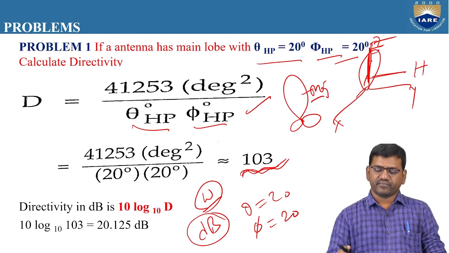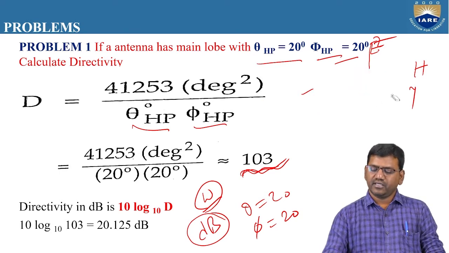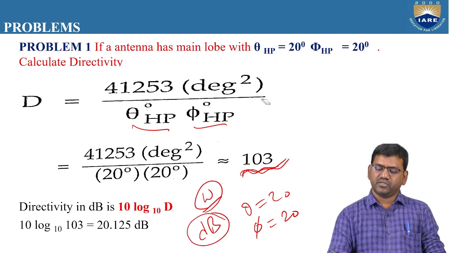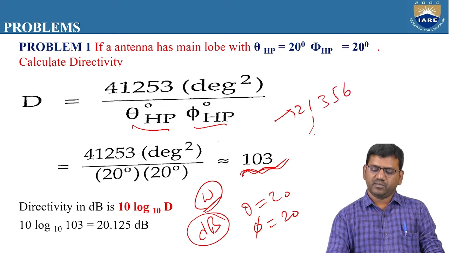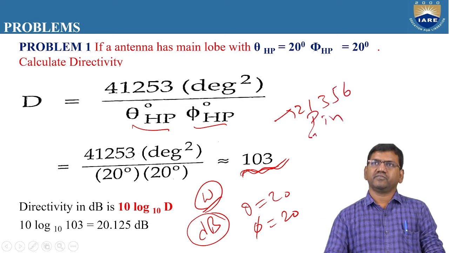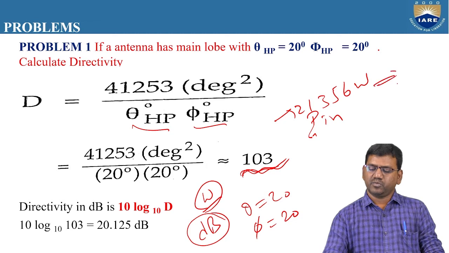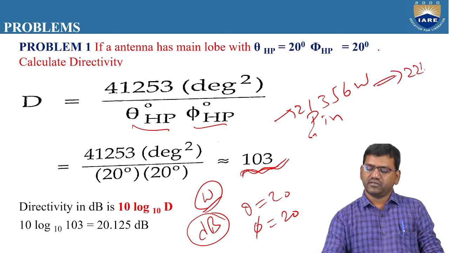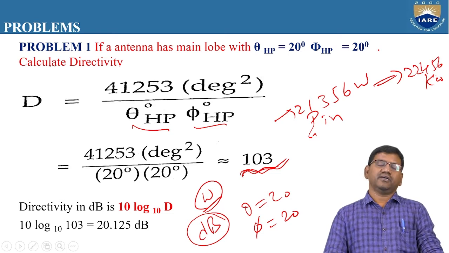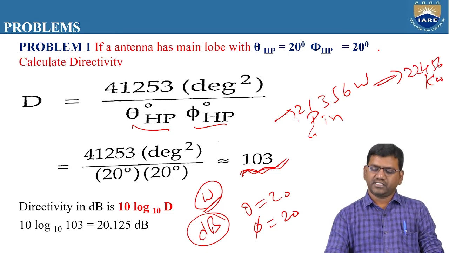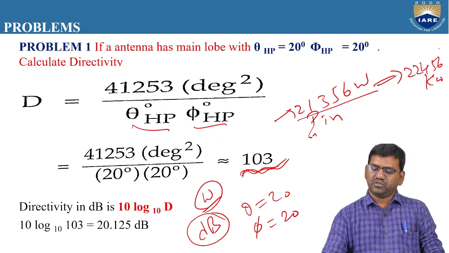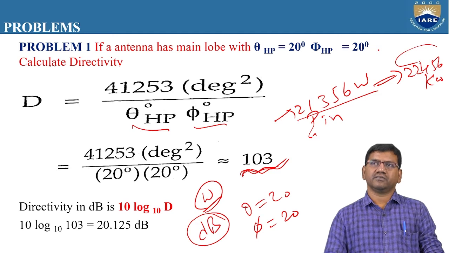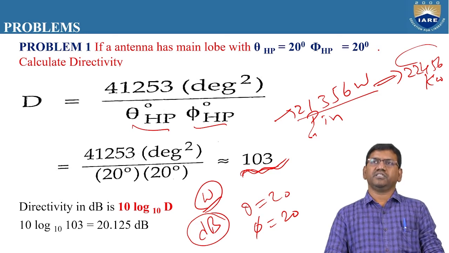Suppose the input power is given as 21,356 watts, and the output power is 22,456 kilowatts. It becomes very difficult for us to remember such larger values. 21,356 is a larger value, and 22,456 is a larger value. To remember these two larger values is very difficult.